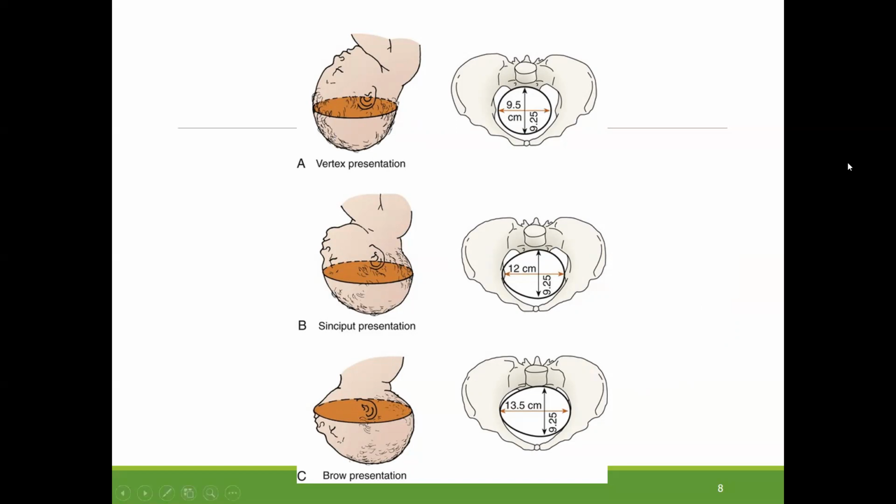Now, if we have a sinciput presentation, you can see that it's not at the very top of the head, it's kind of tipped forward. Then that would be a little bit longer measurement. So now we've got 12 centimeters versus our 9.5 centimeters trying to fit through that pelvis. And then we have the brow presentation. So that's kind of like the face is coming first. And so again, our measurement gets even bigger, 13.5 centimeters and 9.25 centimeters. So that's got to try and fit through that pelvis.